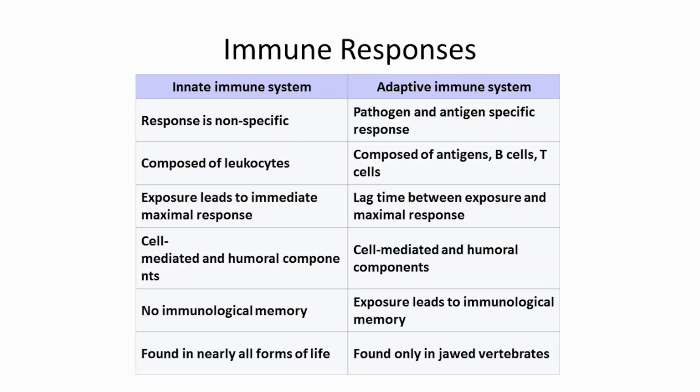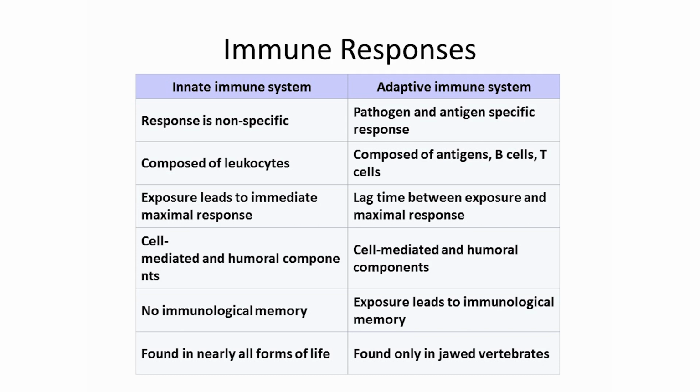This is the difference between the innate and adaptive immune mechanism. This is non-specific, this is specific. That is the first difference. Innate involves leukocytes, whereas the adaptive immune response involves B cells and T cells. Innate is immediate, whereas adaptive needs some lag time.